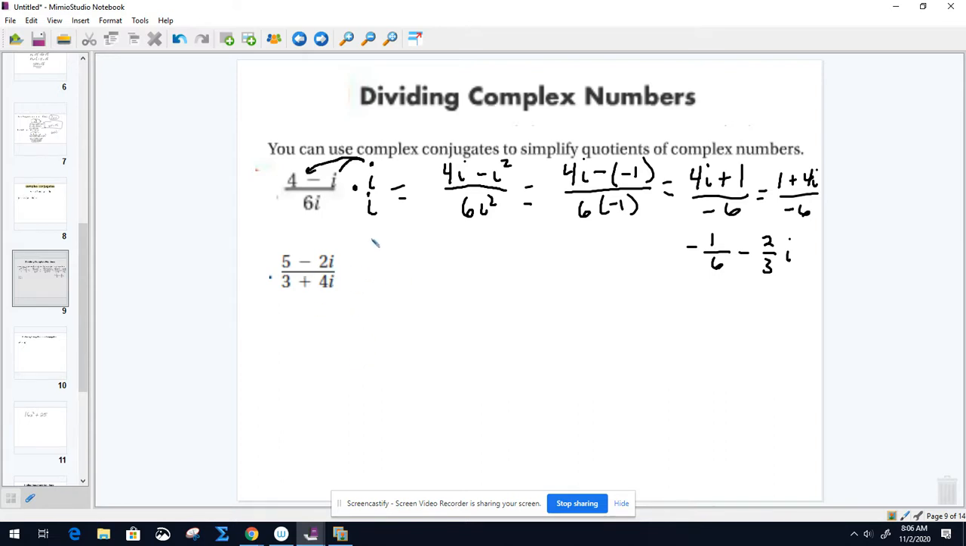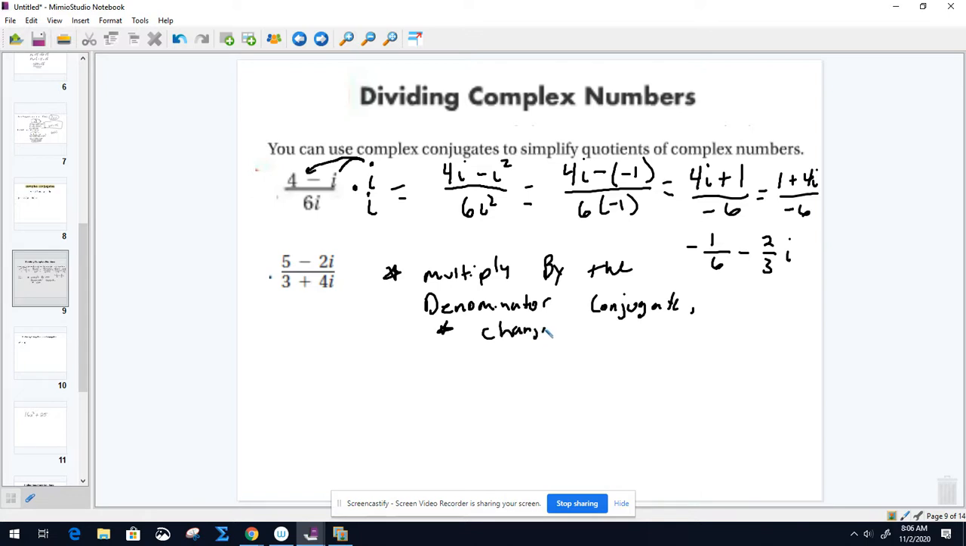Now, when we have two terms in the bottom, this is a little bit different. We have to do what's called multiply by the conjugate. Okay, so we're going to multiply by the denominator's conjugate. The conjugate is all we do is change the middle sign in the denominator. So that's all the conjugate is. So I'm going to rewrite this as 5 minus 2i over 3 plus 4i. I'm going to multiply top and bottom by the conjugate. The conjugate of the denominator is 3 minus 4i.